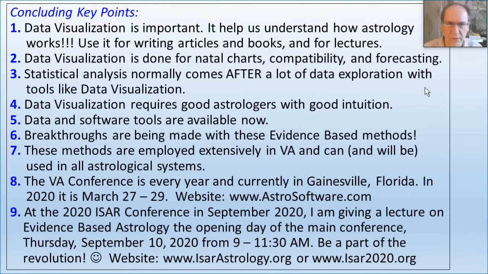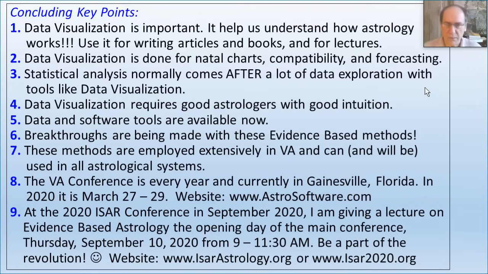But it is a gold standard. If you can be really sure of a specific relationship, then you can do that statistical test. Number 4, data visualization requires good astrologers with good intuition. That's essential.